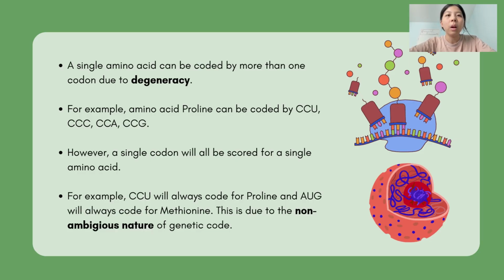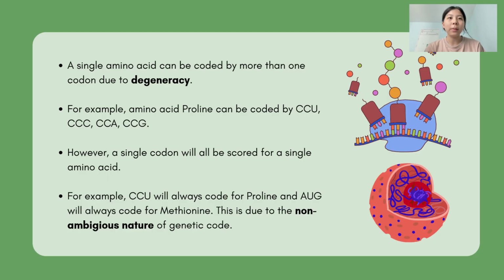However, although one amino acid may have multiple codons, a single codon will only code for one specific amino acid. For example, CCU always codes for proline, while AUG always codes for methionine.